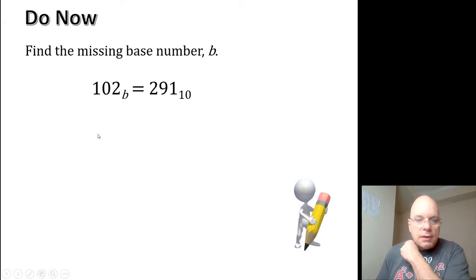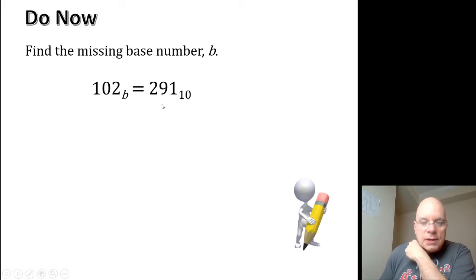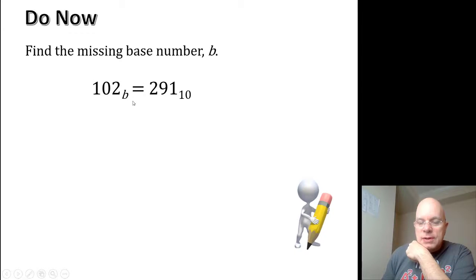All right, please consider that this is going to seem extremely challenging until you see how it's done, or unless you figure out some key element to this. But this do now problem is saying you've got a number 102 in some unknown base. It's equivalent to 291 in base 10, and they're asking you to find out what base number this number is in. Is it binary? Is it base 3, base 4, base 5, base 6, base 7, base, obviously not base 10 because it would be the same digits.